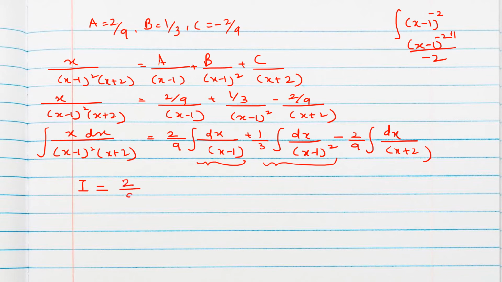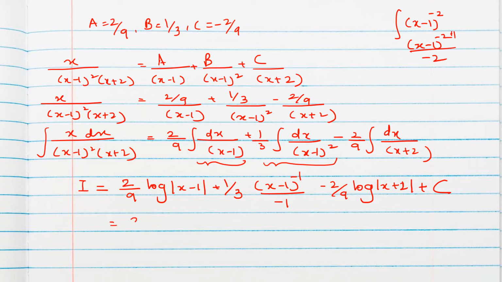So 2 by 9 log of mod x minus 1 plus 1 by 3. Here x minus 1 power minus 2 plus 1, okay, that is minus 1 divided by minus 1. Minus 2 by 9 log of mod x plus 2 plus c. So final answer will be 2 by 9 log of mod x minus 1. This will give minus 1 by 3, and this also we can write in denominator x minus 1.